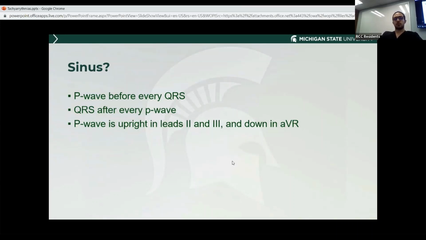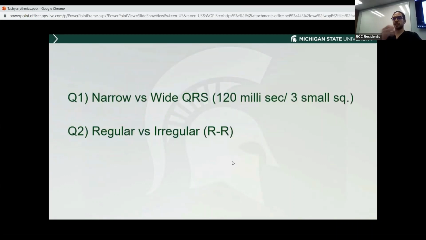So now you know that the patient's heart rate is above 100, so he's in tachycardia. Your next two questions are, what's his QRS looking like, and what's his R to R interval? And this will split your differential into 4 big groups.